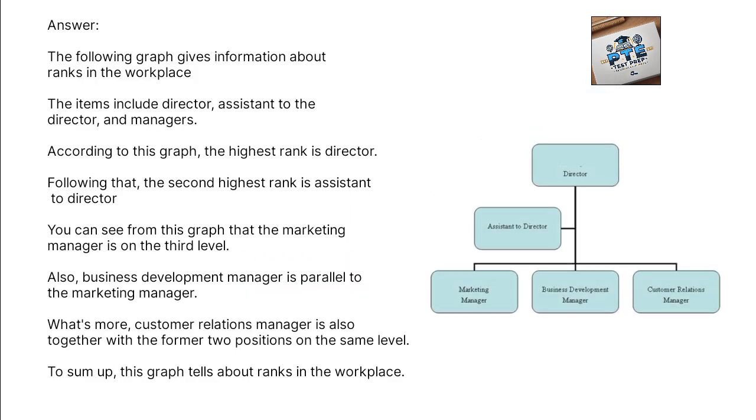The following graph gives information about ranks in the workplace. The items include director, assistant to the director, and managers. According to this graph, the highest rank is director. Following that, the second highest rank is assistant to director. You can see from this graph that the marketing manager is on the third level. Also, business development manager is parallel to the marketing manager. What's more, customer relations manager is also together with the former two positions on the same level. To sum up, this graph tells about ranks in the workplace.